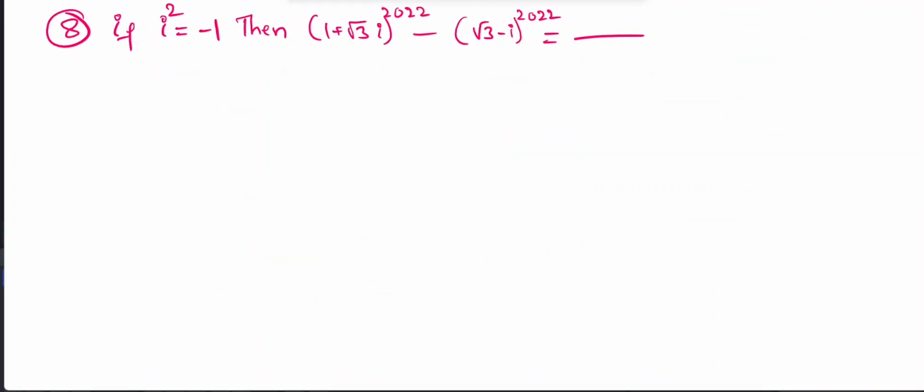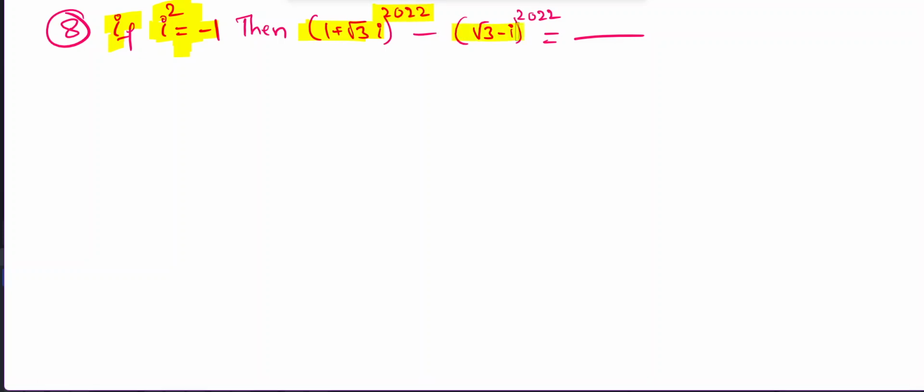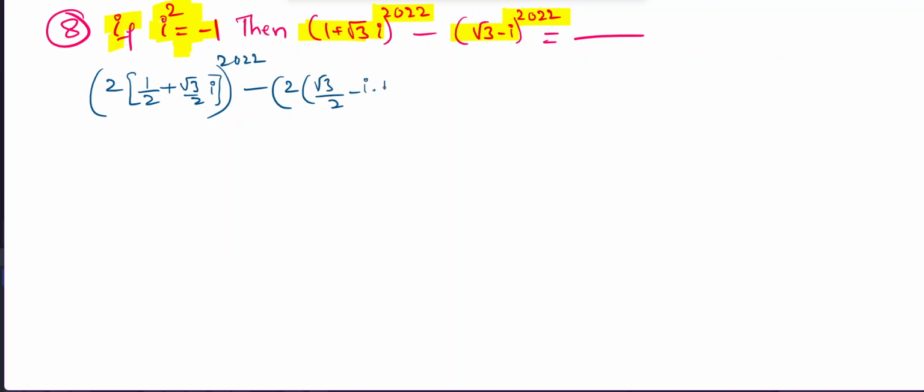This is the 8th question from complex numbers. Here it is given, if i square is equal to minus 1, then (1 plus root 3 i) whole to the power of 2022 minus (root 3 minus i) whole to the power of 2022 is equal to dash. So here is given (1 plus root 3 i) whole to the power of 2022. For this, multiplying and dividing by 2, this is written as 2 of (1 by 2 plus root 3 by 2 into i) whole to the power of 2022, minus, also multiplying and dividing by 2, (root 3 by 2 minus i into 1 by 2) whole to the power of 2022.